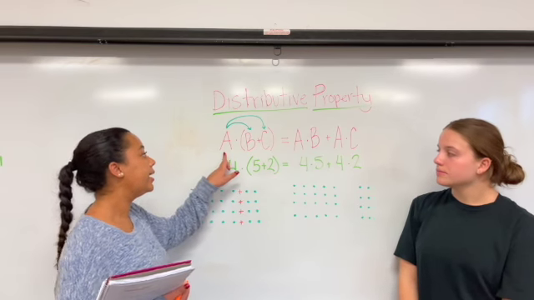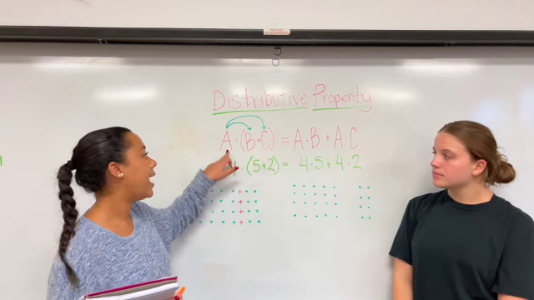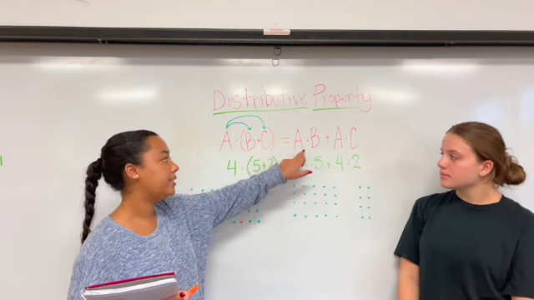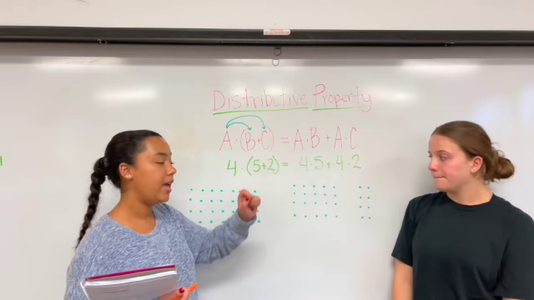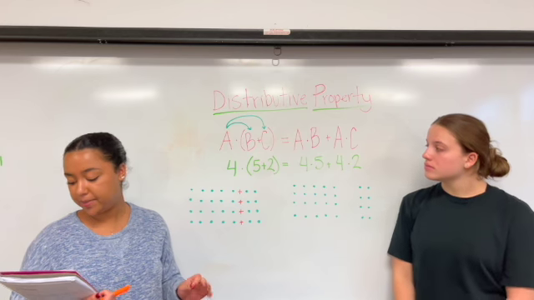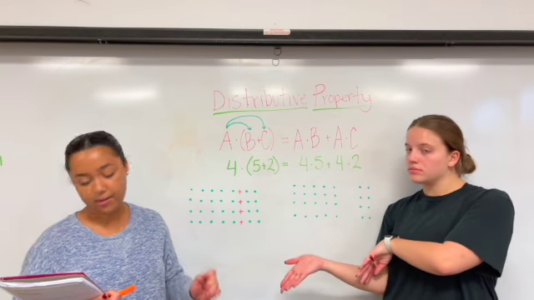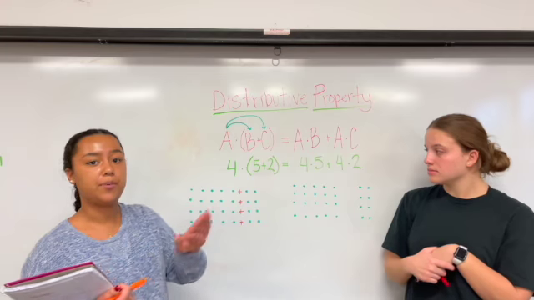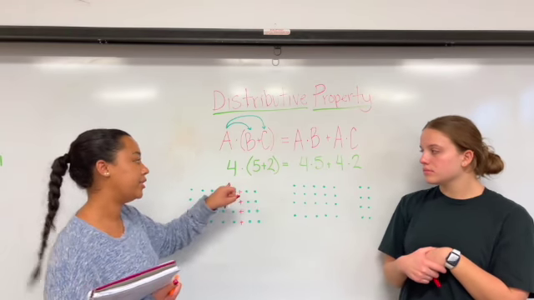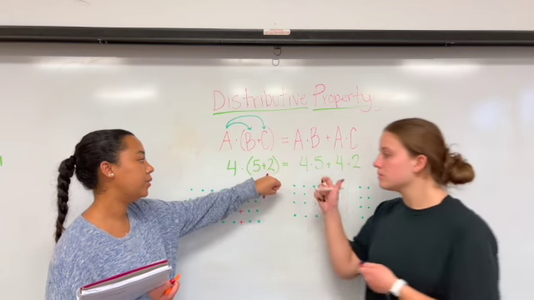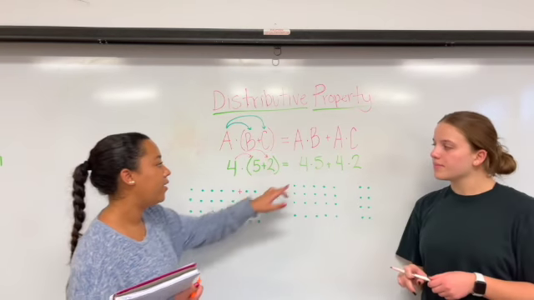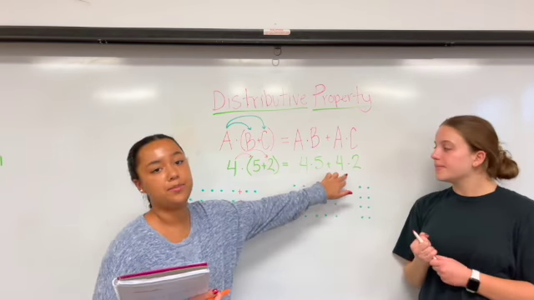So it's A times B plus C. So the A gets distributed to the B and the C, which would equal A times B plus A times C. And the distributive property allows for us to get rid of the parentheses by bringing multiplication from outside to inside of the parentheses to create no parentheses at all. So it would be 4 times 5 plus 2, and the 4 would get distributed to the 5 and to the 2. And that would equal 4 times 5 plus 4 times 2.